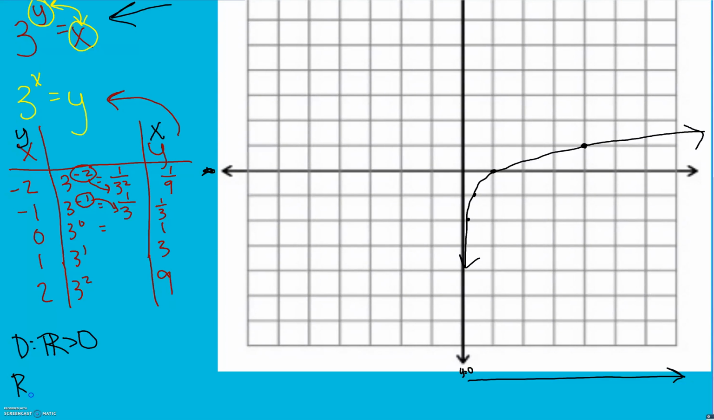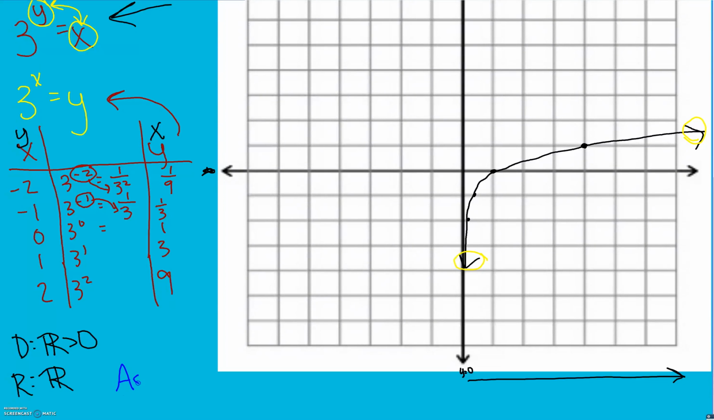Our range is the domain of our exponential function, which is all real numbers. We can have every y value here. Remember, range deals with y's. We have an arrow going down. This arrow looks like it's going right, but it's actually going up and right. So it's going to keep going on forever and ever.